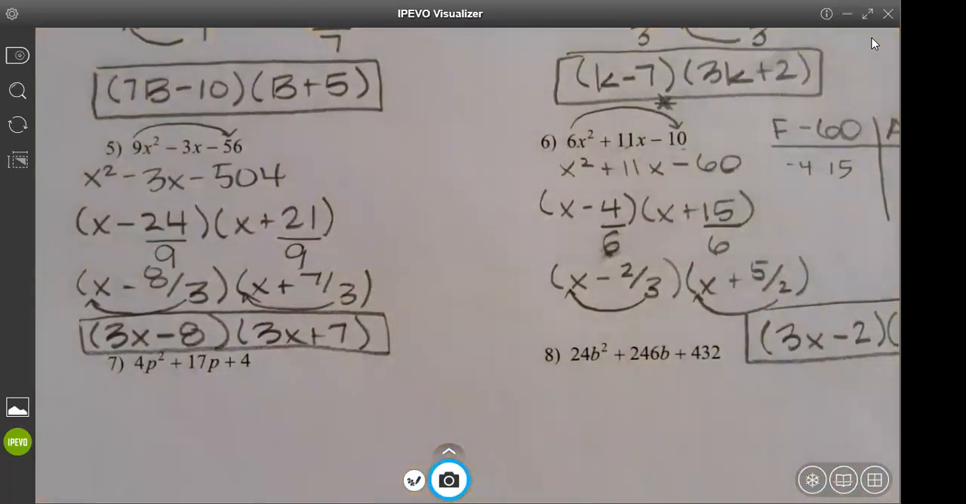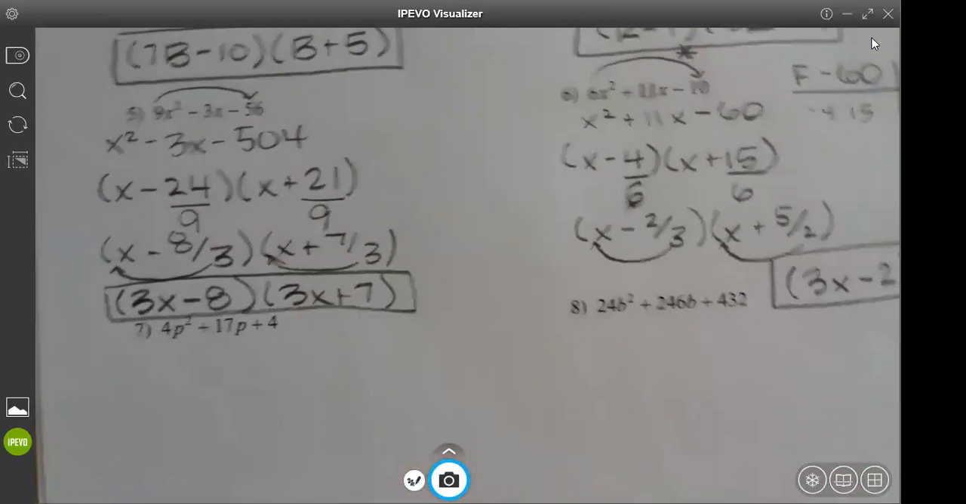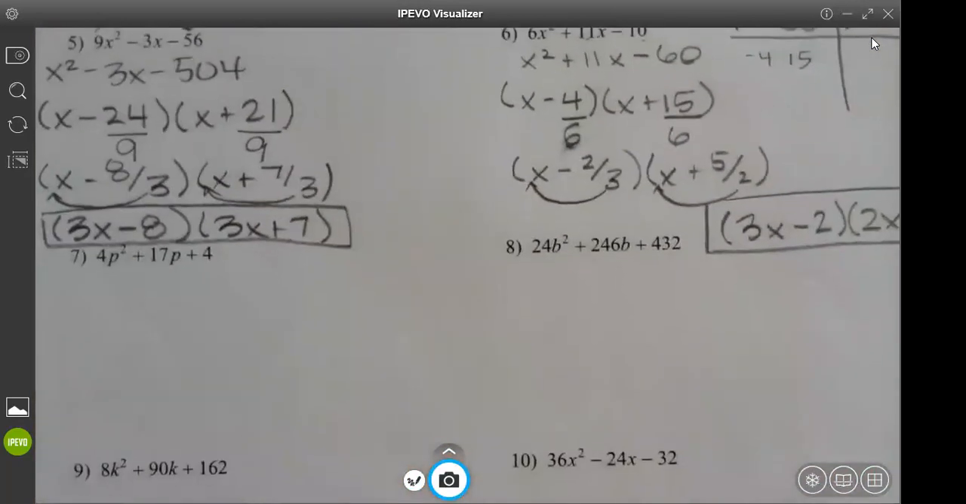Any questions on the first 6? Guys, if you have questions, please let me know. Stop me when you get that look on your face instead of just sitting there with it on your face. Okay, I want to help you.